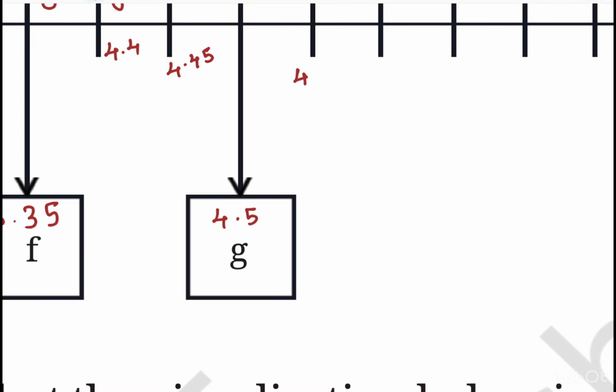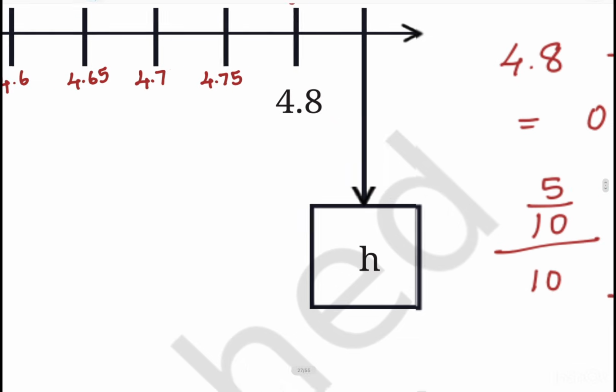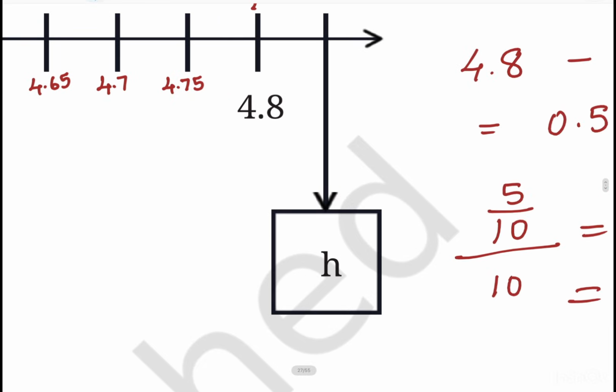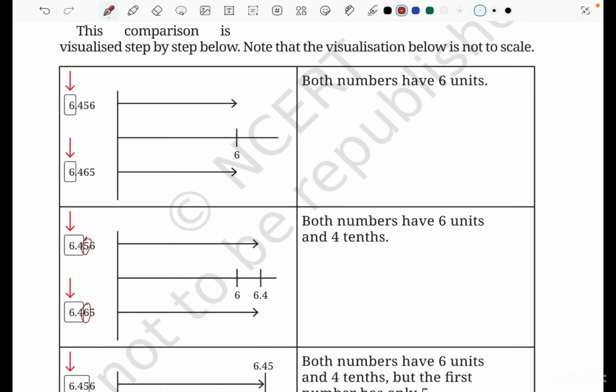Then the next numbers are 4.55, 4.6, 4.65, 4.7, 4.75, 4.8, and the next number will be 4.85. So we have F is equal to 4.35, G is equal to 4.5, and H is equal to 4.85.